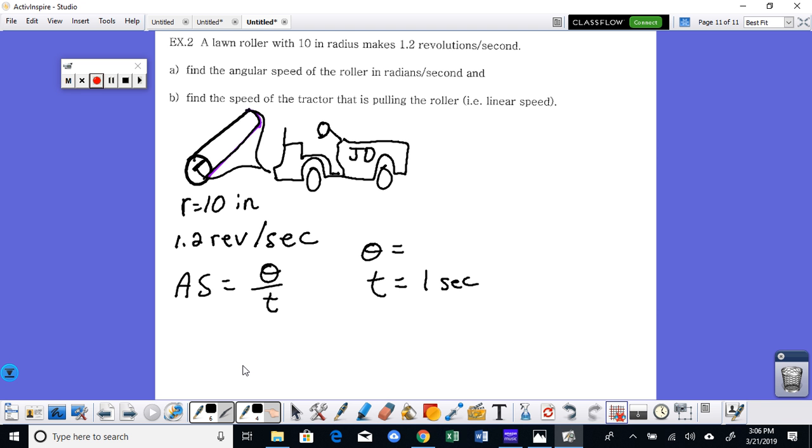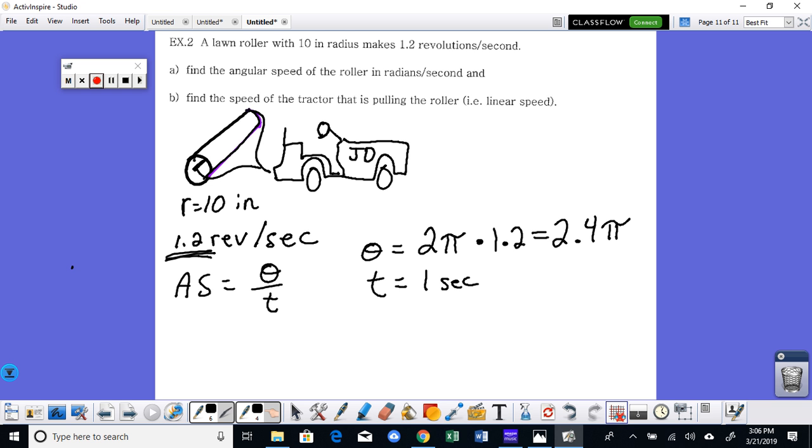What's 1 revolution? 1 revolution is 2 pi. How many revolutions did I do? So am I going to multiply 2 pi by 1.2? Yes. Times 1.2. So theta equals 2.4 pi. We will not multiply by pi until the very end if we do it then. Okay? So do I have theta now?